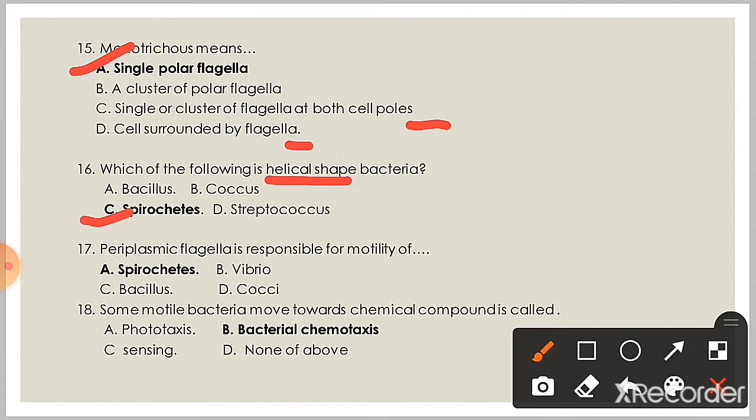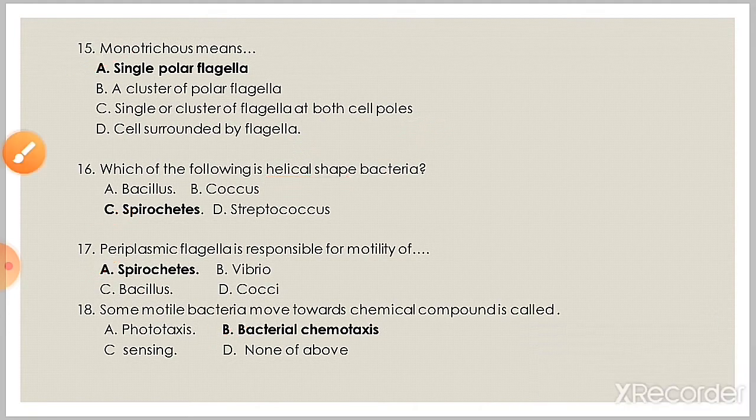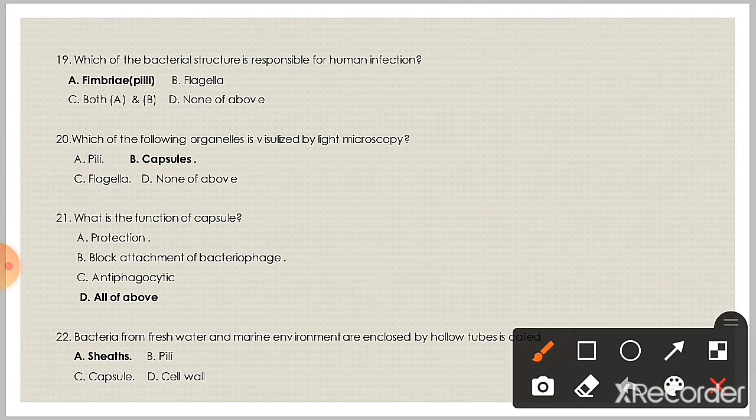Question 16. Which of the following is helical shaped bacteria? Option C, spirochetes. Question 17. Periplasmic flagella is responsible for motility of. Option A, spirochete. Question 18. Some motile bacteria move towards chemical compound is called. Option B, bacterial chemotaxis.